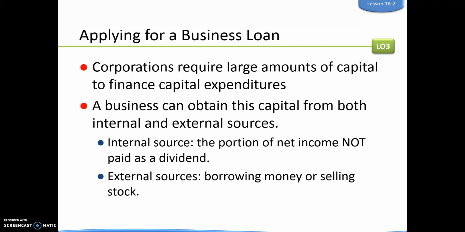So, like we said, capital expenditures or just the need to obtain capital in general usually requires large amounts of money. So a business can obtain this capital from both internal and external sources. One of the internal sources that business can use is the portion of net income that is not paid as a dividend. So remember, dividends are paid out to stockholders from net income, and some businesses choose not to pay out dividends and instead they reinvest that money in the business itself and hopefully grow the business instead of paying out dividends. External sources for capital expenditures include borrowing money either from a bank or from a private investor, as well as selling stock.